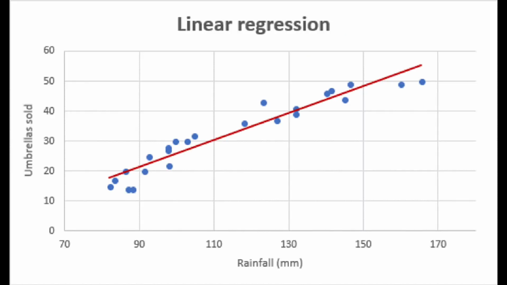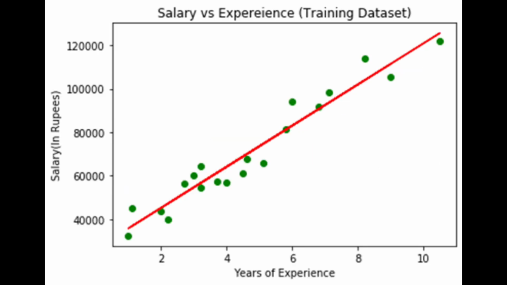Linear regression is often used to predict continuous values, such as the price of a house or the number of sales. For example, a linear regression model could be used to predict the price of a house based on the size of the house, the number of bedrooms, and the location of the house.